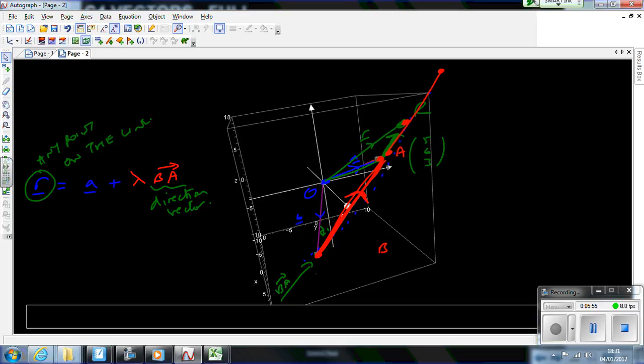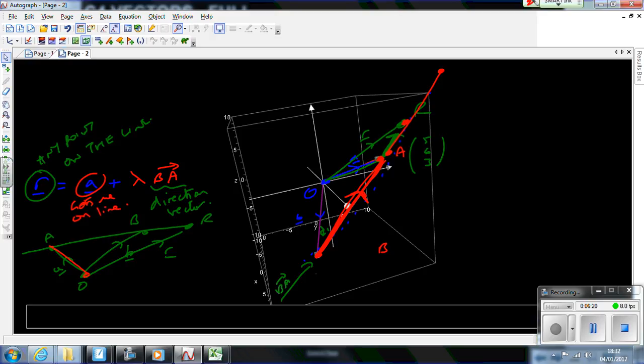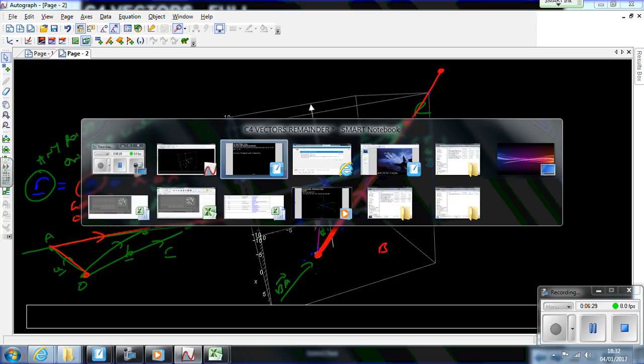But if we were, that's through 3D Autograph. We don't need to use 3D Autograph. All we need is a 2D picture, and you can clearly see what's going on now. Here's the line, here's a point R. In order to get to R, I'm going 0 to A first, that's that bit. That gets me on the line, and then I need to apply this direction vector A to B however many times to get to any point on that line. Okay, that's line equations.